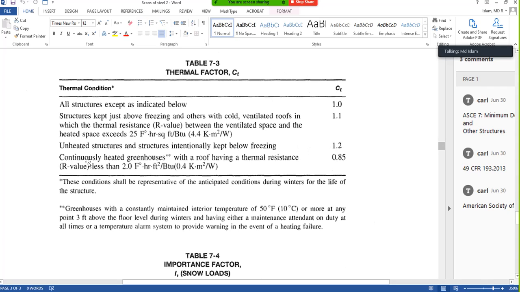Other case is continuously heated. We heat it continuously. That kind of building, say a greenhouse, is 0.85. Now these all three are non-conventional. Mostly it is one. Normal building, office building, it is 1.